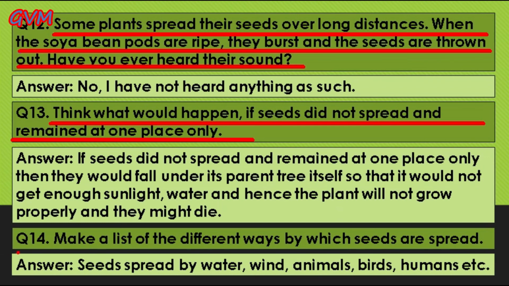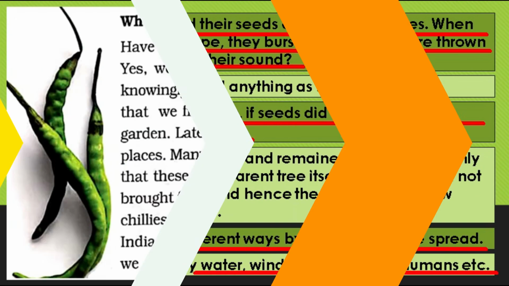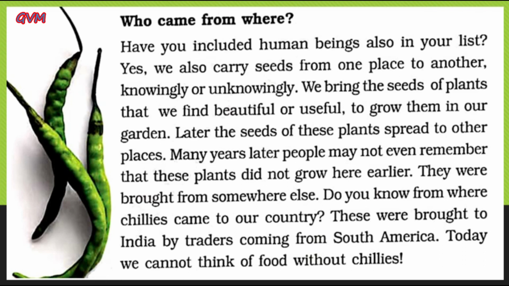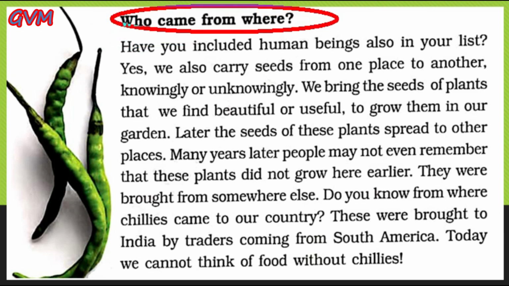The next question is, make a list of different ways by which seeds are spread. Students, as we already discussed in the earlier section, there are different modes through which seeds are generally scattered from one place to another. And the modes that play an essential role in scattering of seeds are water, wind, animals, birds, humans. Now students, let's discuss the last topic of your chapter number 5, that is, who came from where.